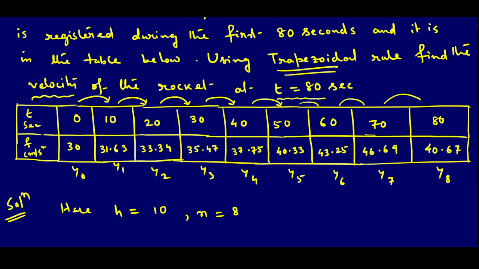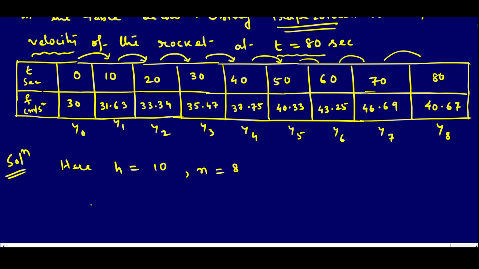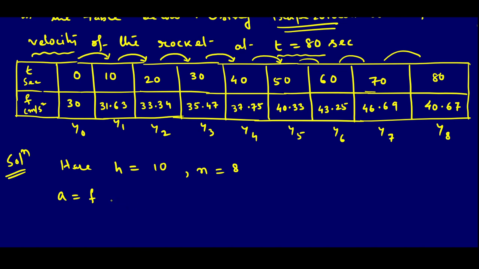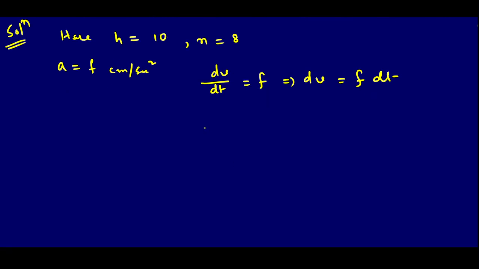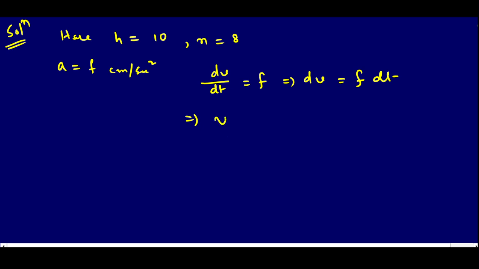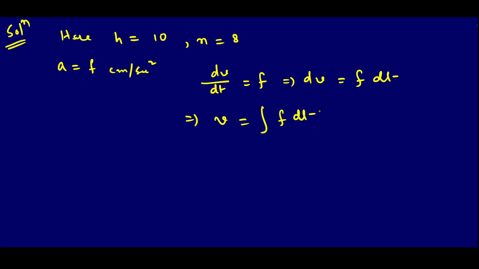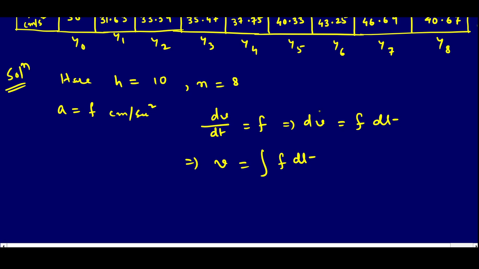Now what to find? We have to find the velocity. Acceleration is given. Sometimes we denote acceleration by f or sometimes by a, in centimeter per second square. So what is the velocity then? We know that dv by dt equals f. So from this, dv equals f into dt. We don't need dv, we need v. So to get v, we have to integrate it. After integration, v will be equal to the integration of f dt.